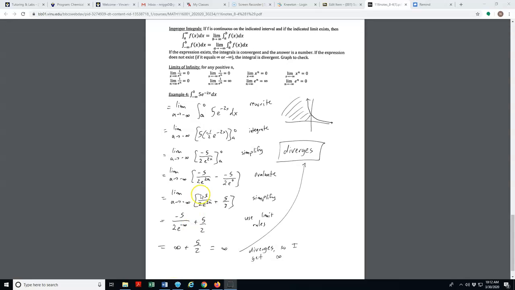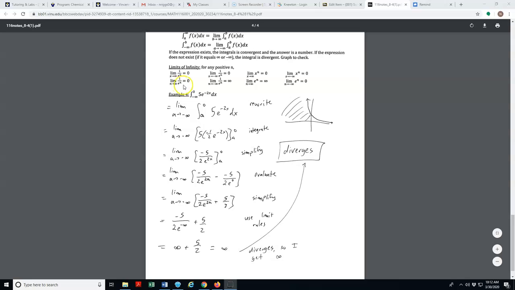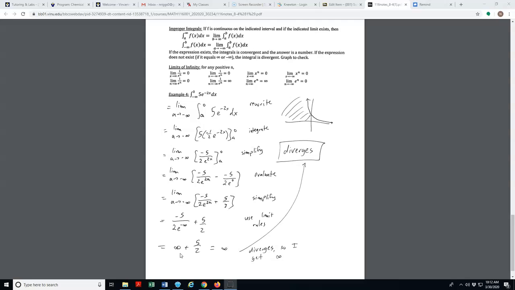If we remember our limits at infinity then, I've got a number over e to a positive power, but this time I'm approaching negative infinity. So if I check my rules, I'm looking at this one, and that one tells me I am going to get infinity for that term. Needless to say, infinity plus a number is still infinity, so I do get infinity. Now for this type of problem, we are not going to say infinity for our answer. We are simply going to say that it diverges.